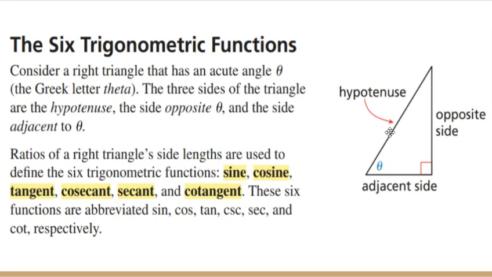Now remember, adjacent side and opposite side will depend on the given theta. For example, assuming that the theta is over here, now this will be your opposite side, and that will be your adjacent side. So your adjacent and opposite will depend on the given theta, while the hypotenuse will always be the longest side, and it is the opposite side of the right angle.